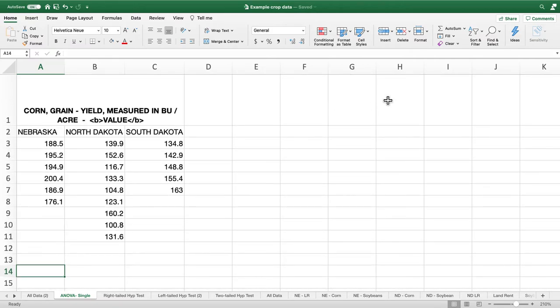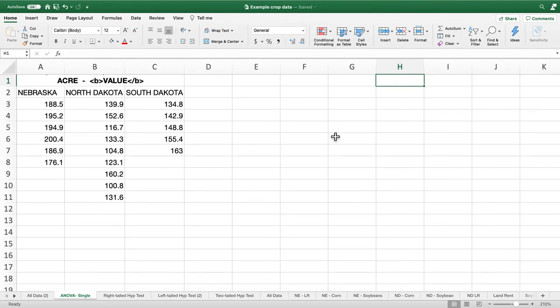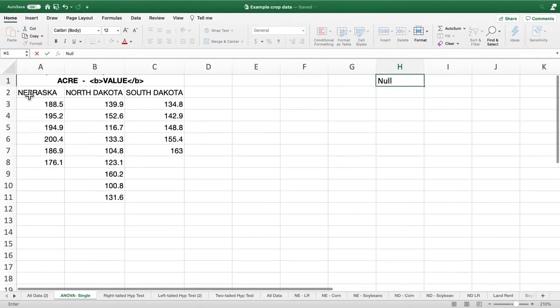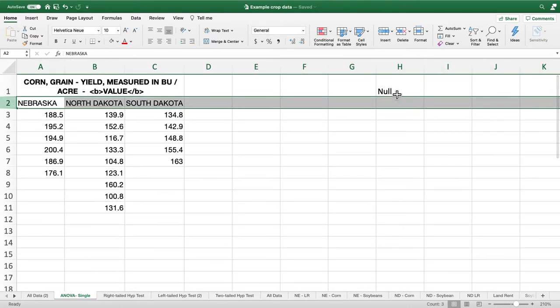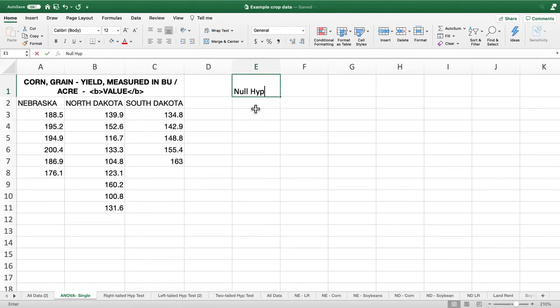What we're looking for is our null hypothesis and our alternative hypothesis. So right now, our null hypothesis, when you run an ANOVA, whoa, that got really small. We don't want it that small. So my null hypothesis, we'll put that right here. Whenever you run an ANOVA test, your null hypothesis is that all of the population means are equal. So what we're saying is that the corn yield from all three states on average is the same.